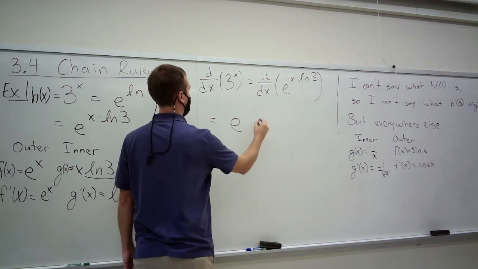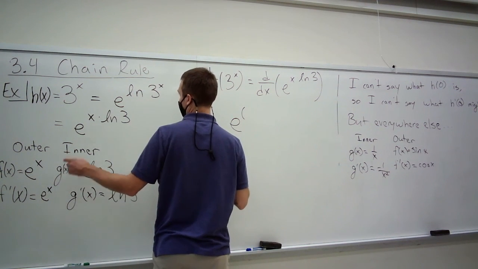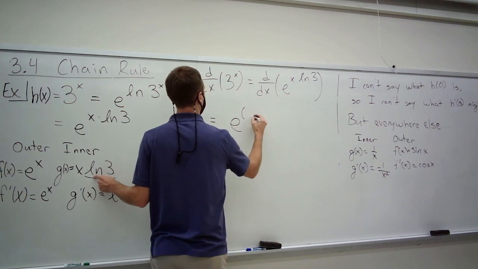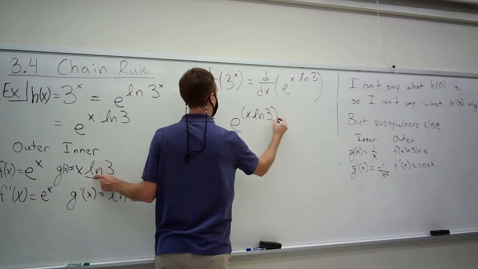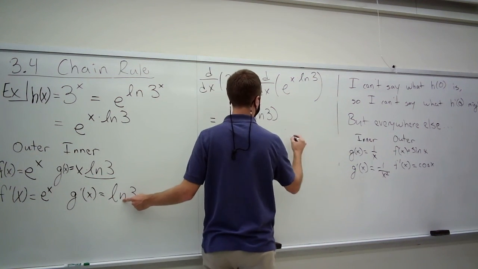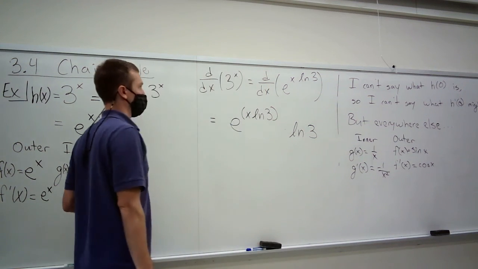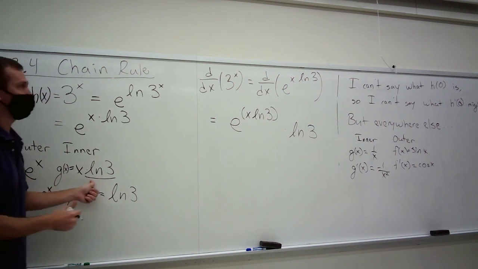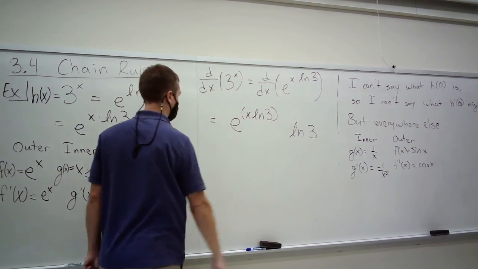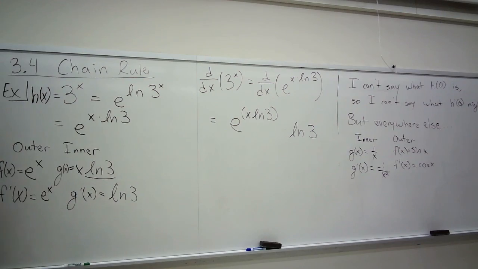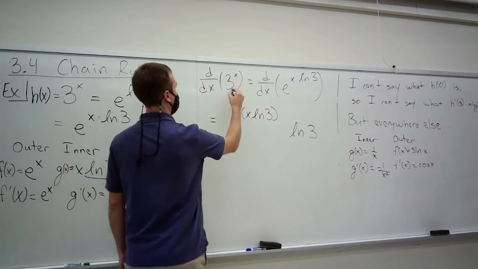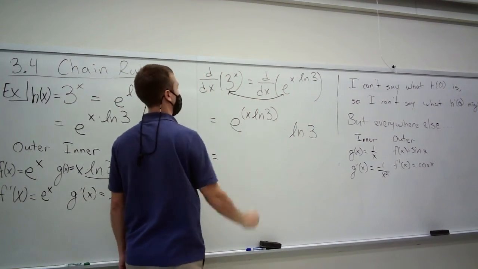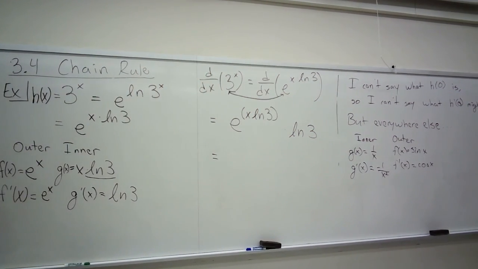Outer function composed with the original inner function, times the derivative of the inner function. The outer function's derivative is the same as the outer function. We plug in the original inner function to that. We just multiply by the derivative of the inner function. And from here, I'm just going to borrow this step right here: 3 to the x is the same as e to the x times natural log of 3.